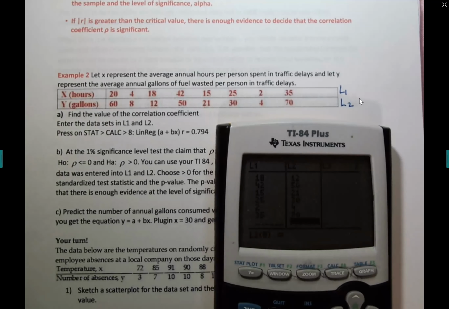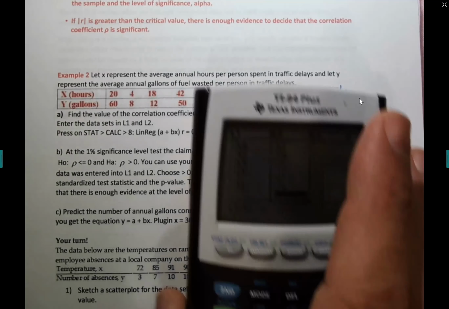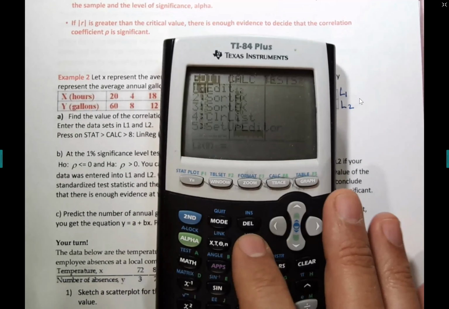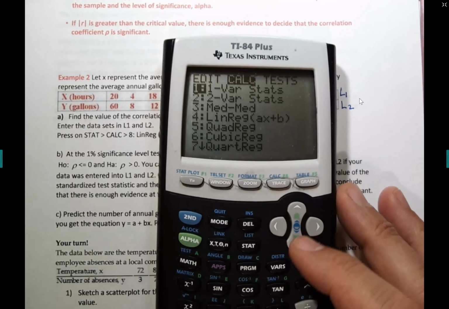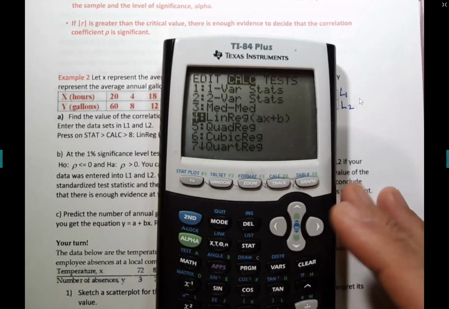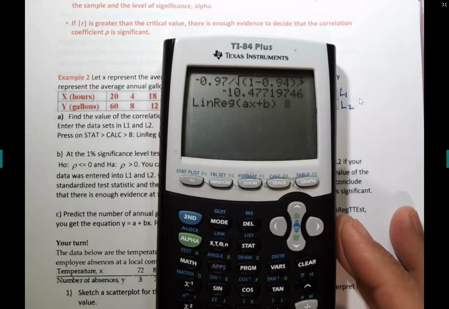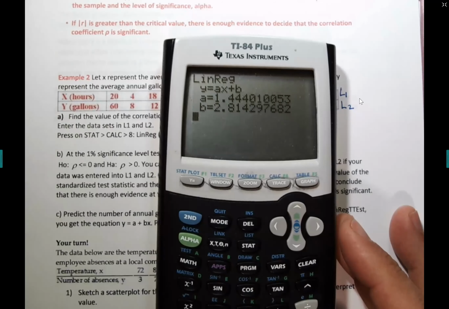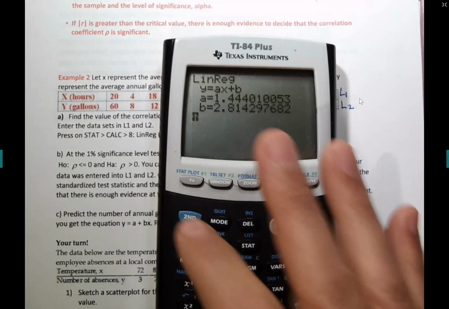So we put the hours that some people spend in traffic delay in L1, and the number of gallons of gas wasted in L2. The first question is to find the value of the correlation coefficient R and interpret its value. So how do you find R? You can go to stat, calc, number 4. Oh, it didn't show me R because I didn't set this calculator up.